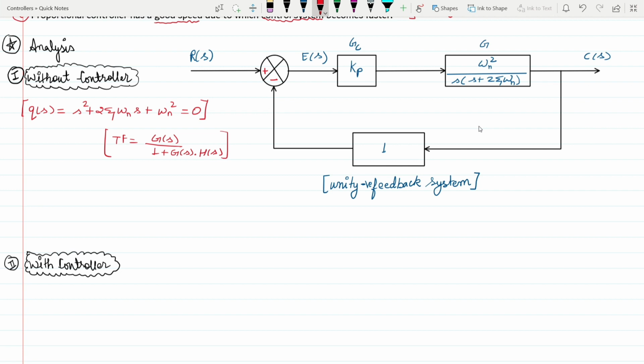Okay, so here I can say the natural frequency of oscillation equals omega n, and let's consider from this characteristic equation that 2 zeta omega n equals some value x. This implies that zeta, which is the damping ratio, equals x by 2 omega n. Okay.